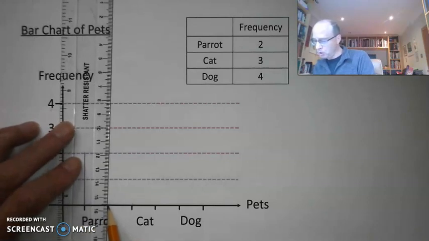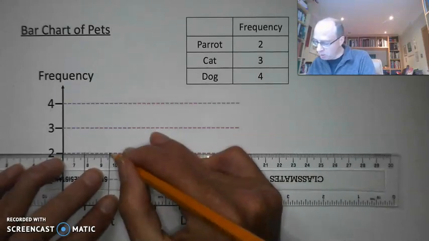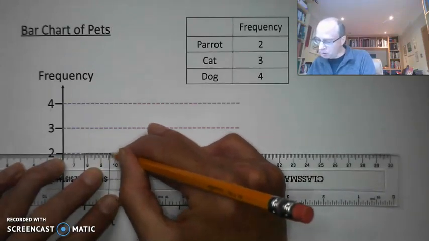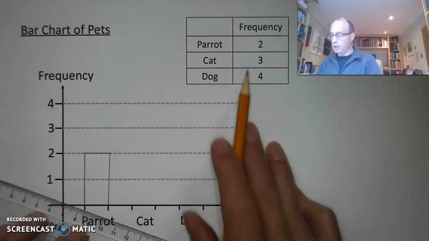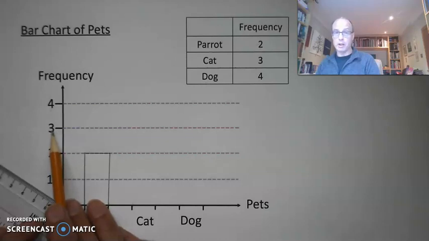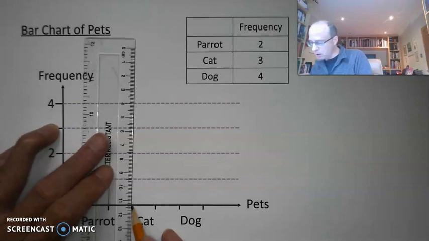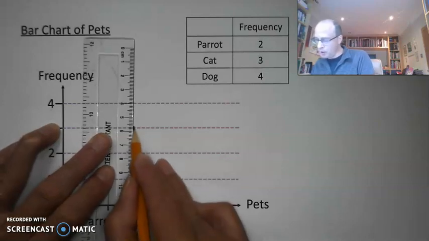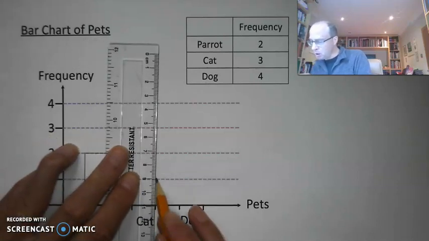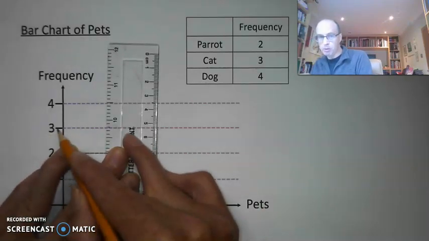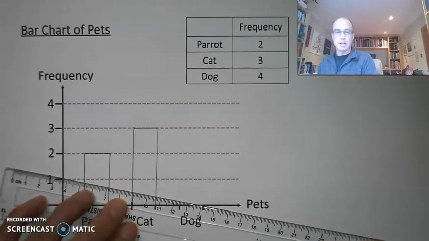From here I've got 1, 2, and then I'm just going to draw my line across the top. So that's my parrots. My cats, I had 3, so I need to come up to 3 on my chart. Put my ruler in, and we've got 1, 2, 3, up to my 3 here. Draw that across. There's my bar for my cats.